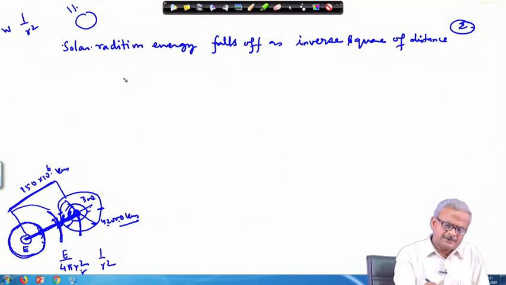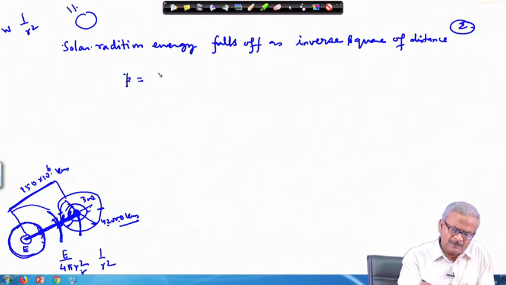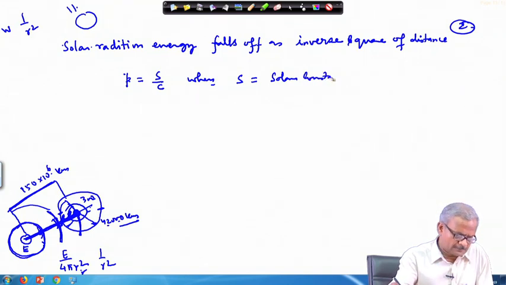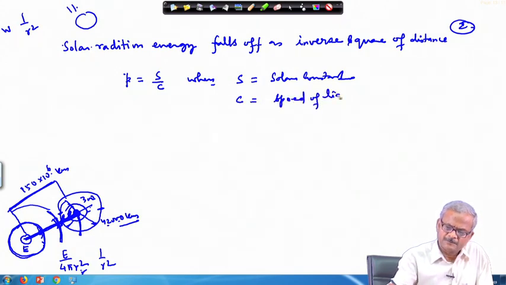And the radiation pressure equation is written as P equals S by C, where S is the solar constant and C is the speed of light.